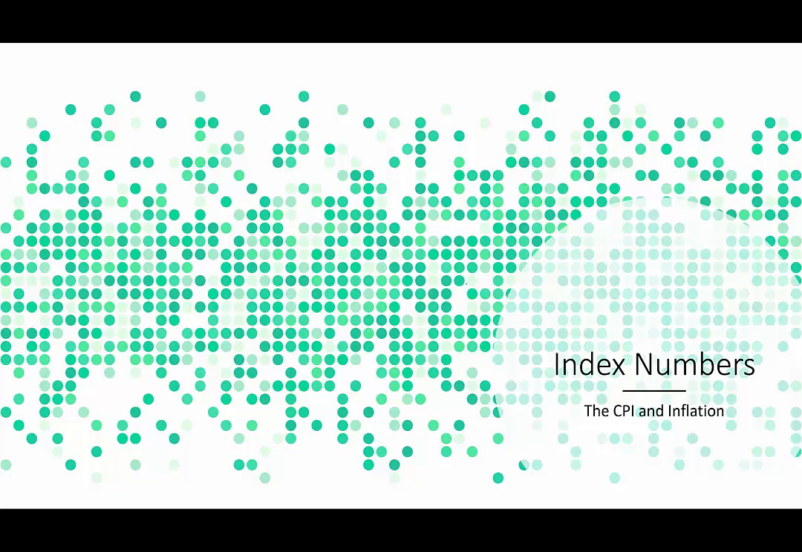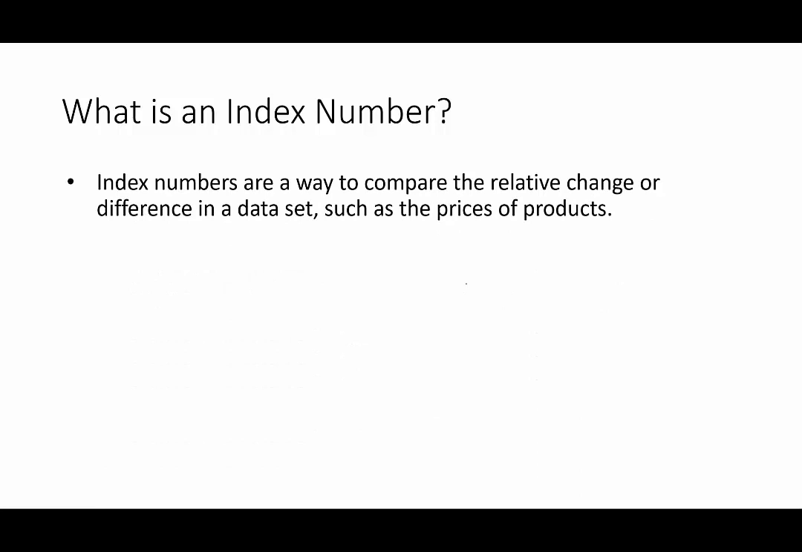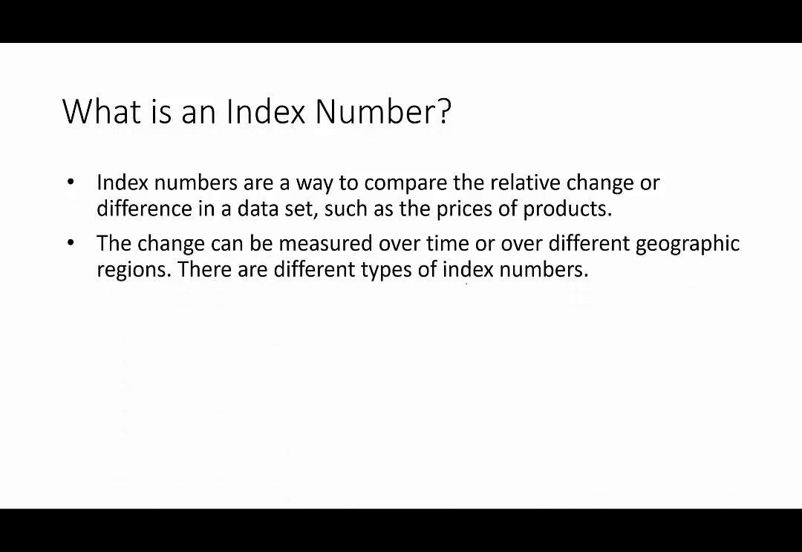Hello and welcome back. We're going to look at index numbers, the CPI, and inflation. Let's start by reviewing these terms. What is an index number? You may recall from the previous lesson that index numbers are a way to compare the relative change or difference in a data set, such as the price of products. The change can be measured over time or over different geographic regions.